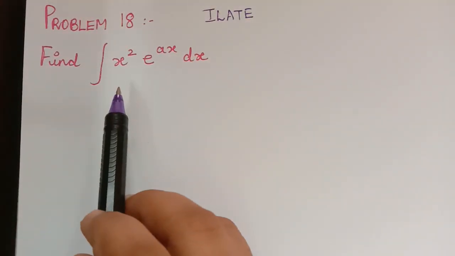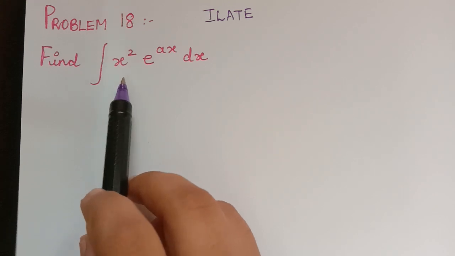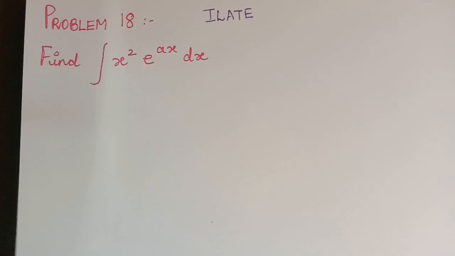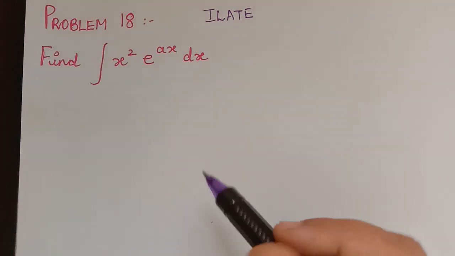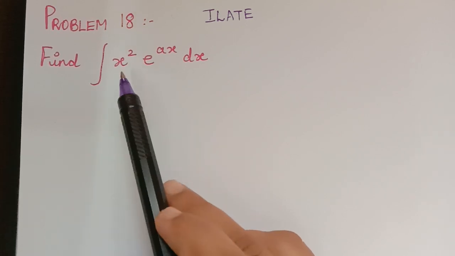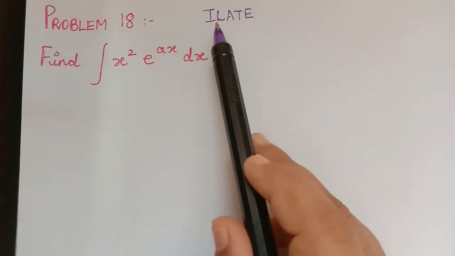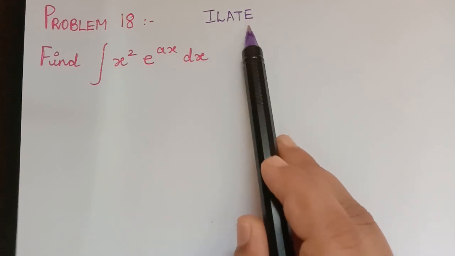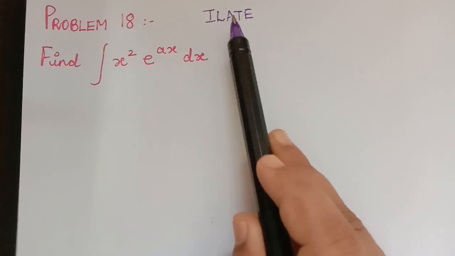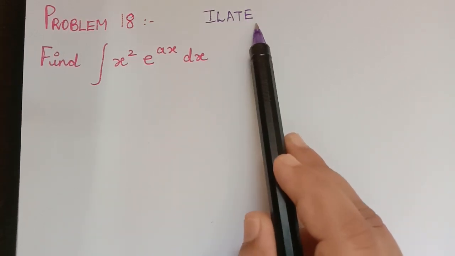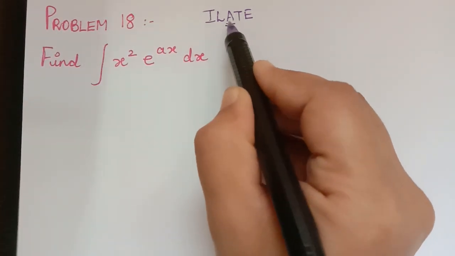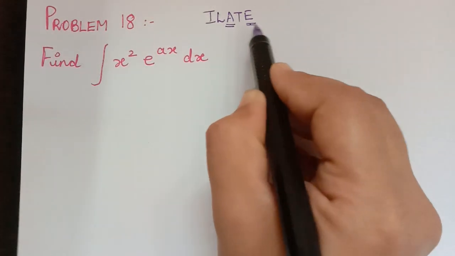Now the two functions available here are algebraic and exponential. So this x square is an algebraic function and e power ax is an exponential function. Out of these two, we have to choose the function u. In this order we have to make the selection: inverse, logarithmic, algebraic, trigonometric and exponential. So which appears first? Algebraic appears first, and after that we have the exponential.